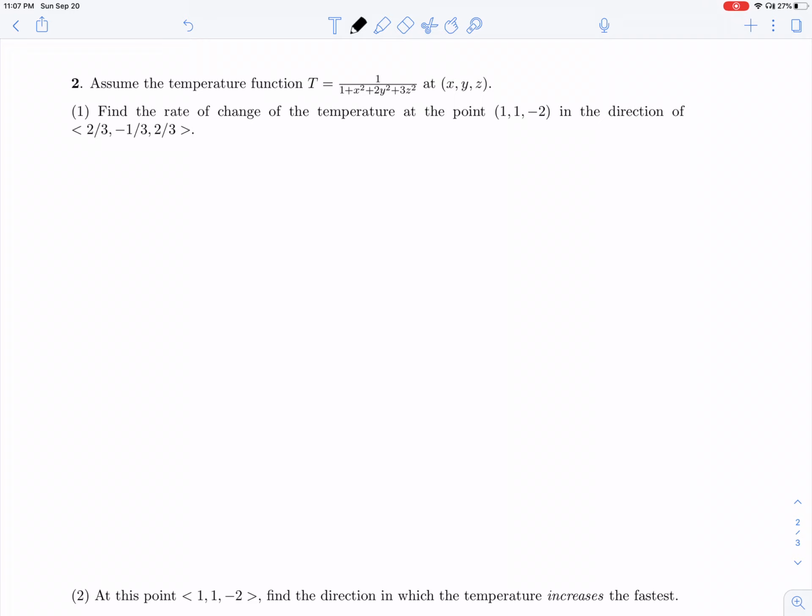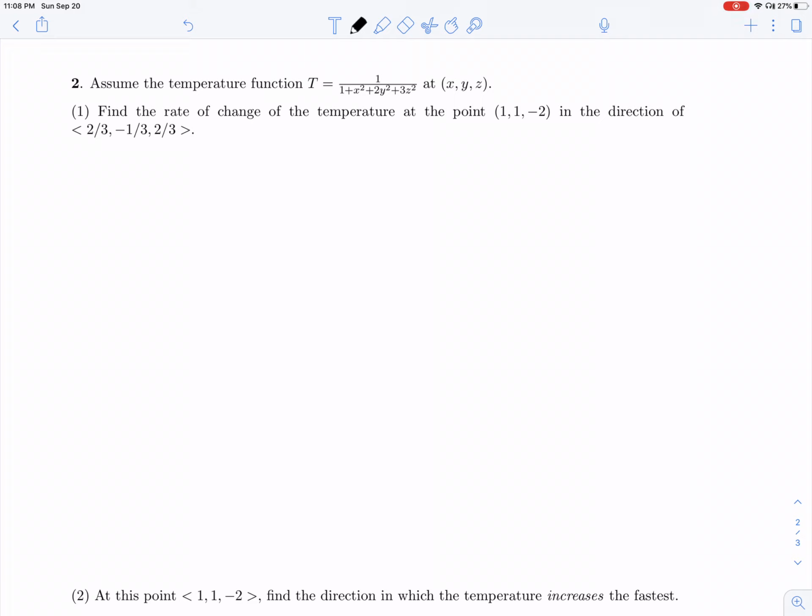Now let's look at an application problem. Say we have this temperature function T depending on three coordinates x, y, z. And you can see that the temperature decreases really fast if x, y, z are increasing, right? Because they are in the denominator. So you can imagine this is the temperature in the atmosphere of the Earth, and x, y, z are three directions.